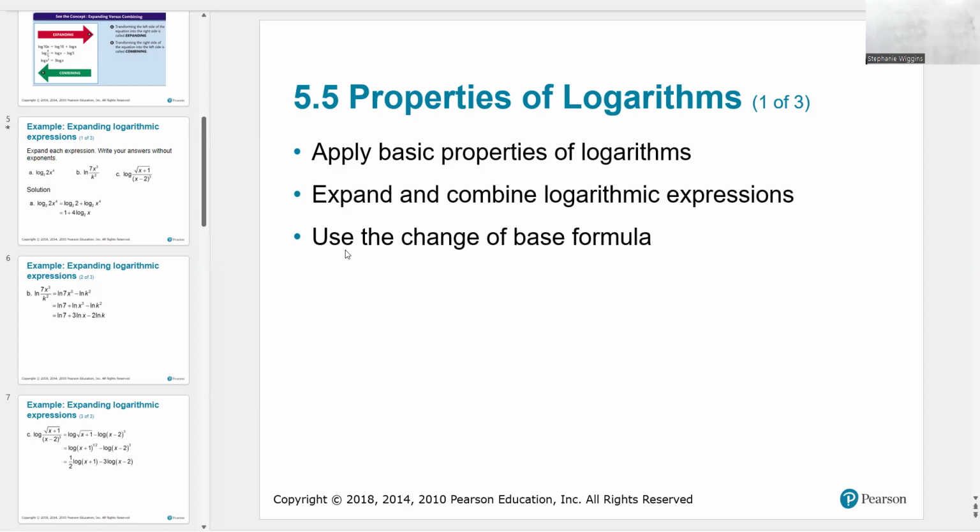And then we're also going to cover the change of base formula, which I already introduced in a previous section, but I'm going to just remind you of that formula in another video.